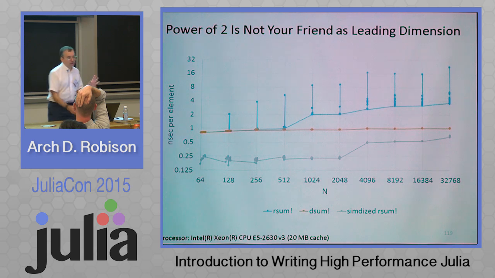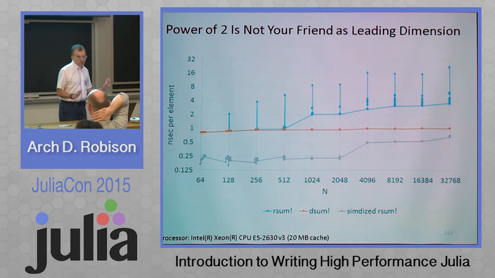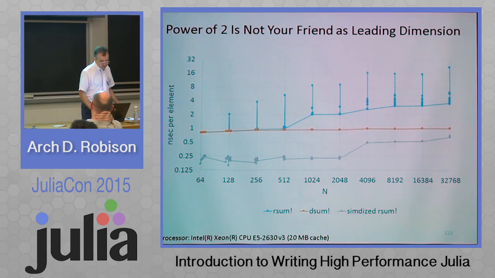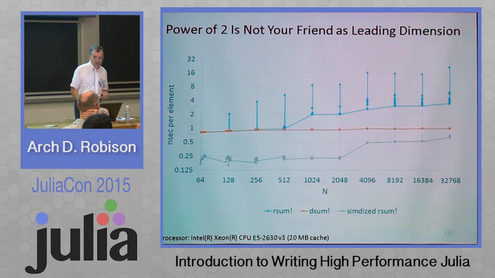But just the general takeaway, if you're not a hardware fan, is powers of two are not your friend as the leading dimension of an array. Now, for the last dimension, we don't care. That one doesn't affect the indexing.